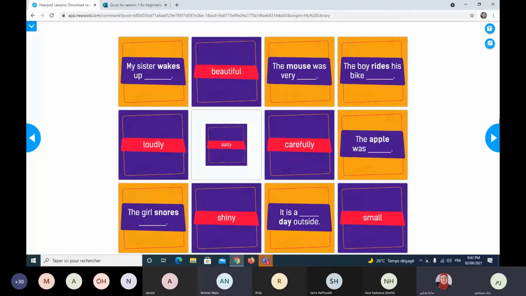The apple was shiny. Very good, Lina. The apple was shiny. This is an adjective. Good. Yes, thank you. Umayma? My sister wakes up early. Very good. My sister wakes up early. Thank you. Noor? The boy rides his bike carefully. Very good. Yes, the boy rides his bike carefully. Very good. Thank you.